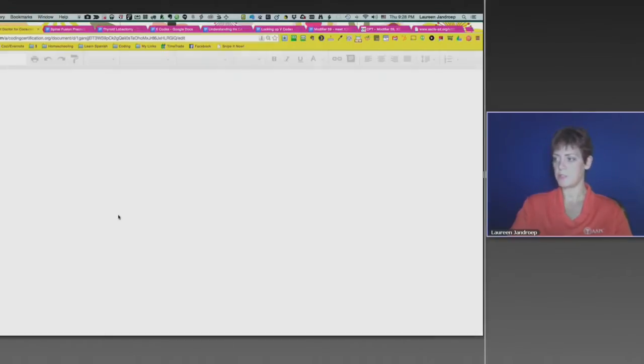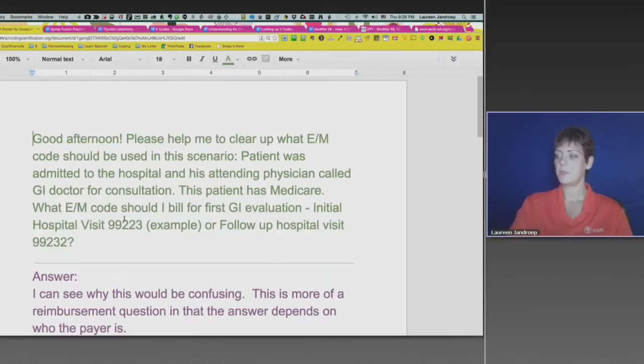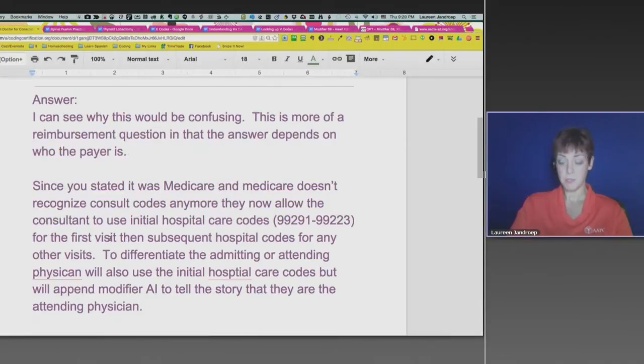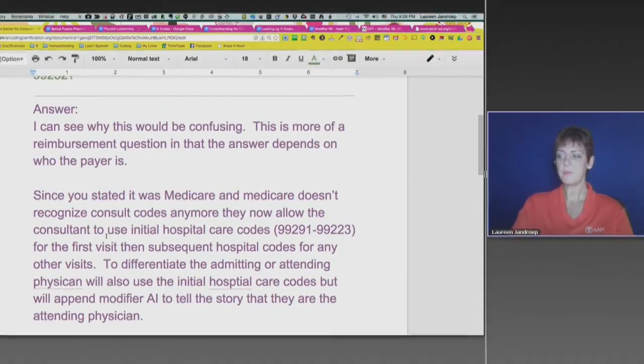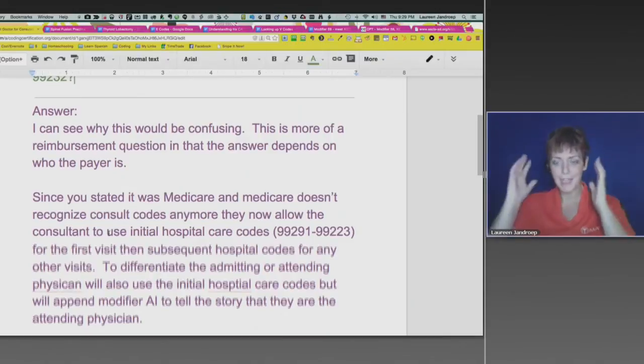We had some changes, I think it was back in 2010. This is really more of a reimbursement question. So for those of you who are getting ready to take the board exam, maybe plug your ears, la la la la.